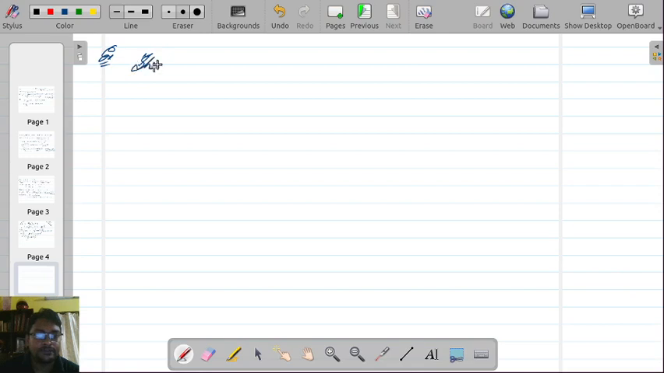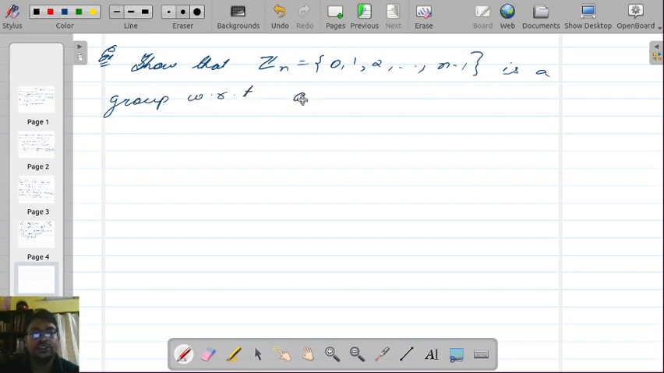Show that Zn, which is equal to {0, 1, 2, up to n minus 1}, is a group with respect to addition modulo n.